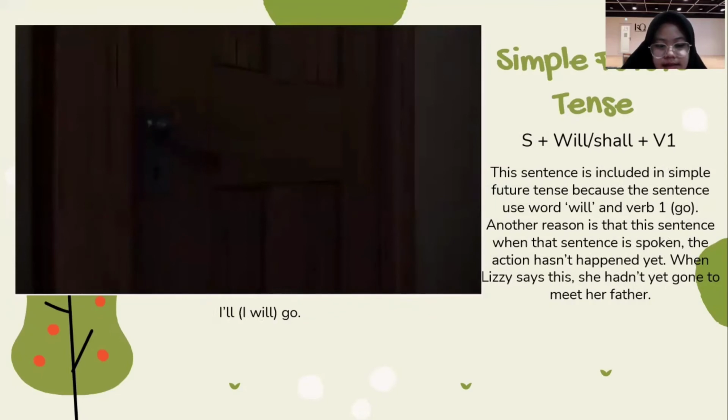The second sentence is, "Okay, I'll go." The sentence is included in simple future tense because it uses the word "will" and verb 1, "go." Another reason is that when the sentence is spoken, the action hasn't happened yet. When Lizzie says this, she hasn't yet gone to meet her father.